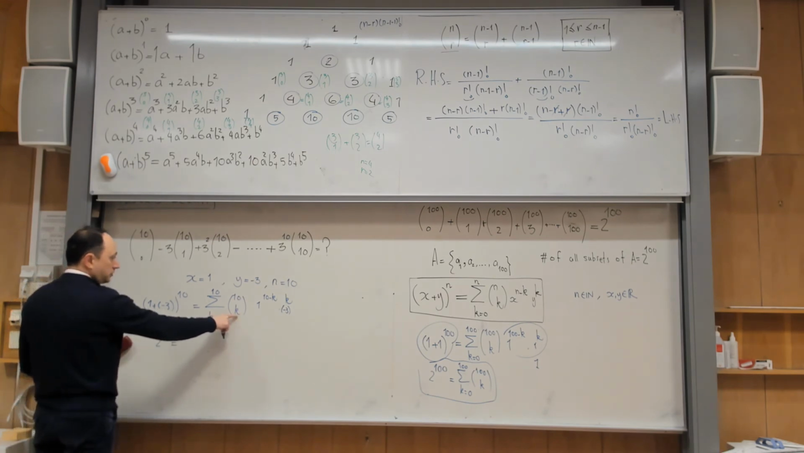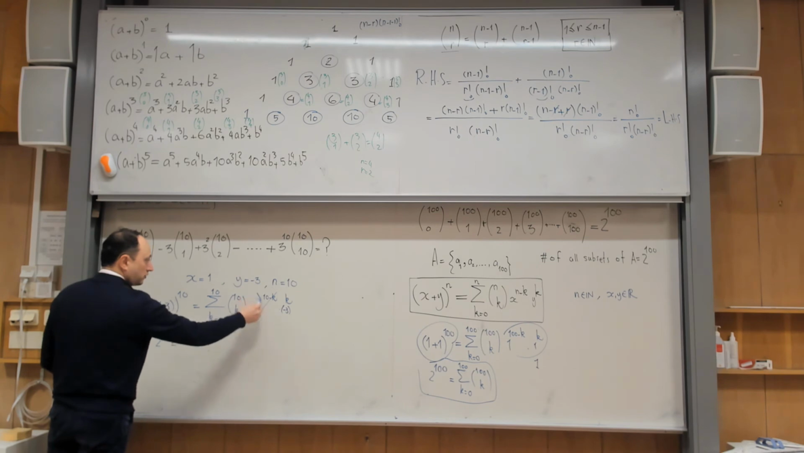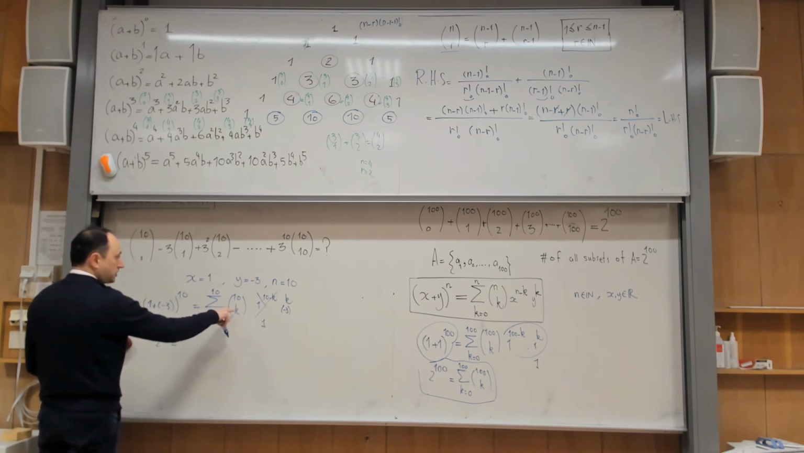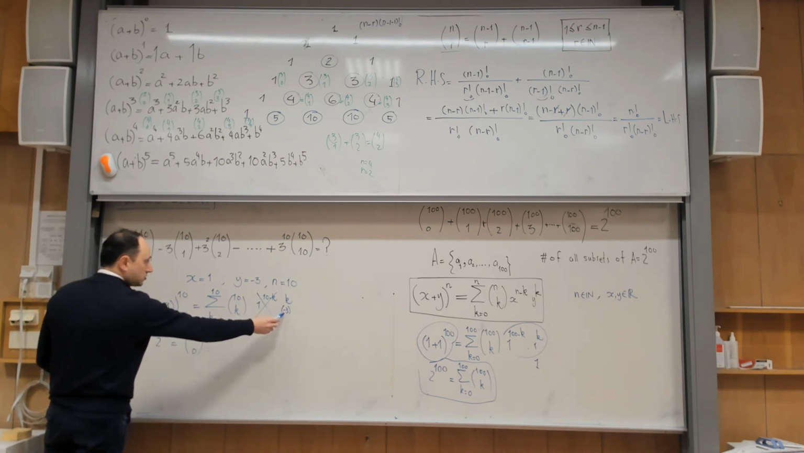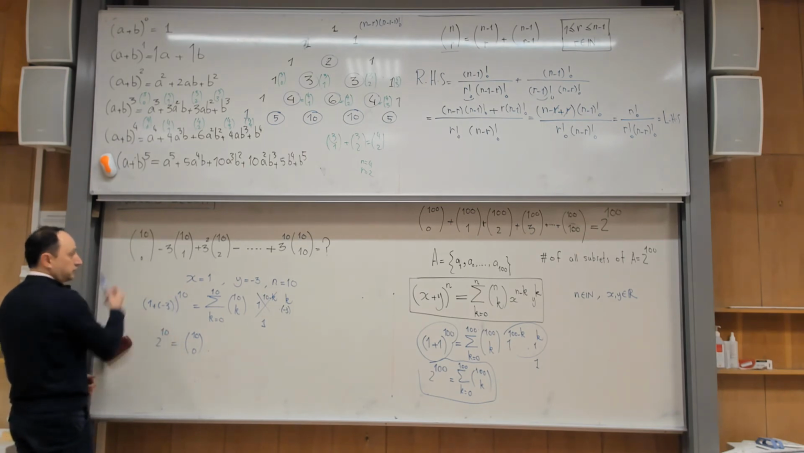I put 0, but 10 choose 0 is 1. This is always 1, so don't worry about that. That's just 1. And then if I put 0, this becomes 10, 0. Minus 3 to power 0, which is 1. So far, so good. The first term.